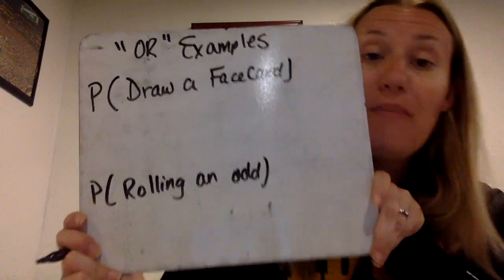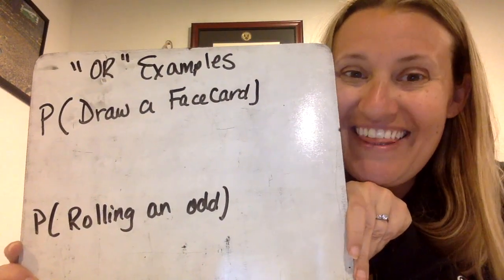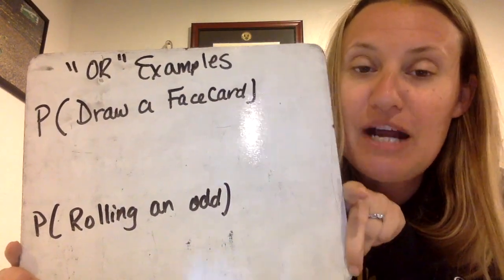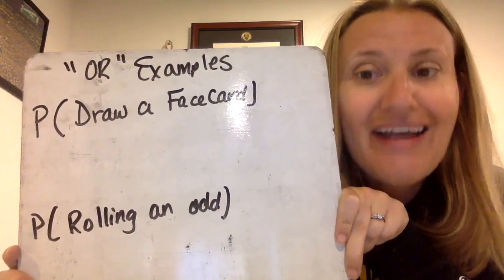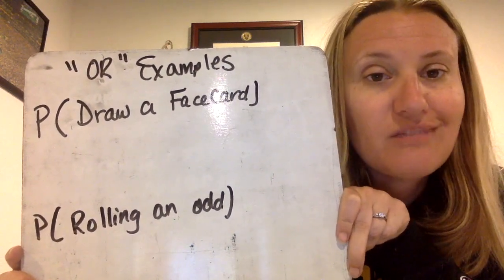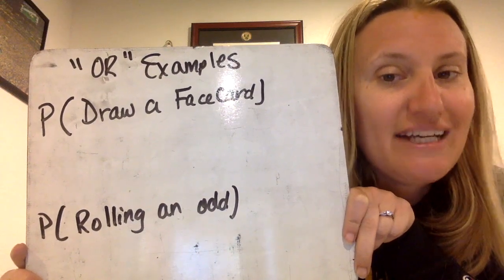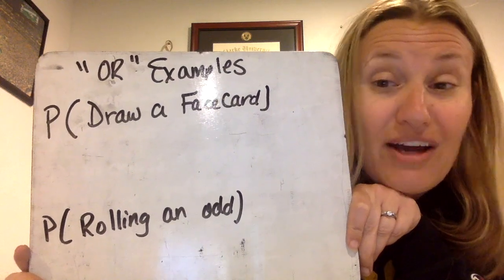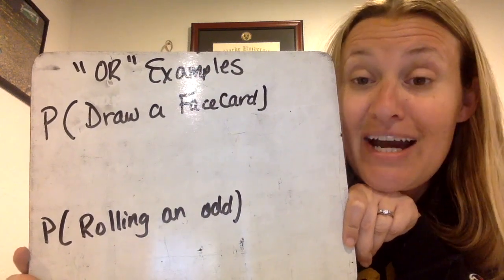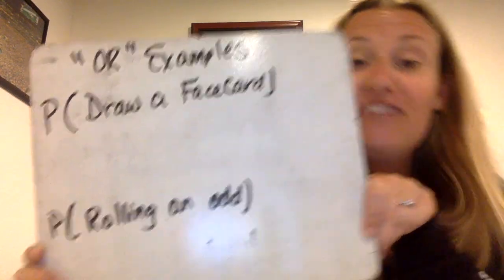Now, here are some more or examples. Now, we're going to go back to drawing cards again out of that deck. And this time I'm saying, what is the probability of drawing a face card? Now, you may be saying, well, Mrs. Lang, I don't see the word or. So how is this an example of a compound event with an or? Well, how do I draw a face card? How do I know that I have drawn a face card out of a deck of cards?